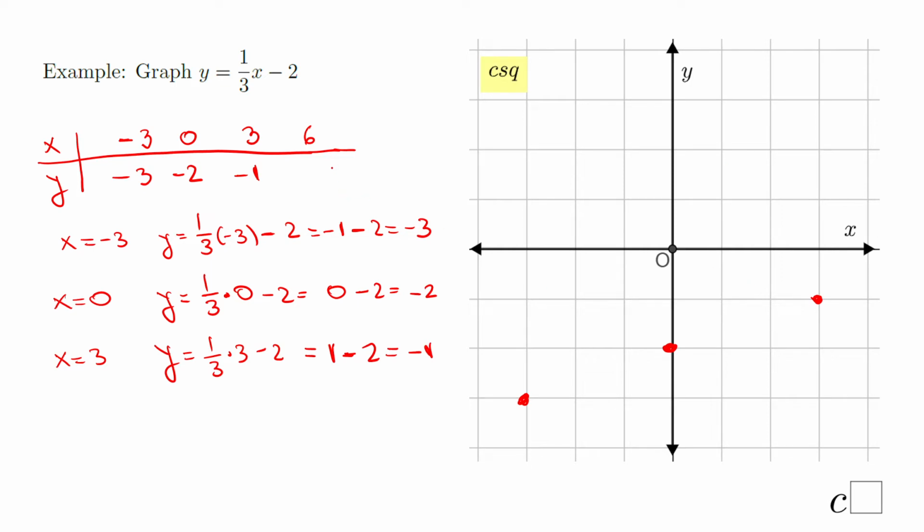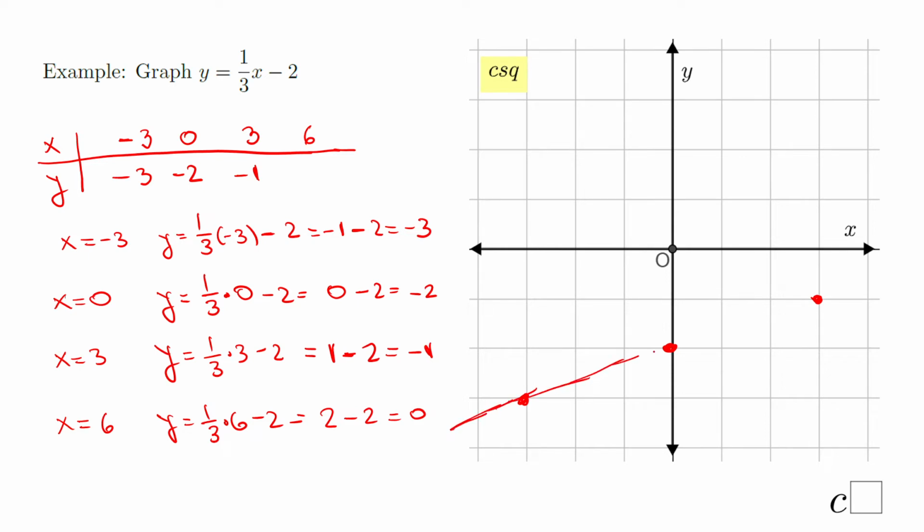I don't need the fourth one, but let's do the math. X equals 6, y equals 1 over 3 times 6 minus 2. So 1 over 3 times 6 is 2. Minus 2, that will be 0. But like I said, I cannot plot that point. But with these 3 points, I can graph this line.